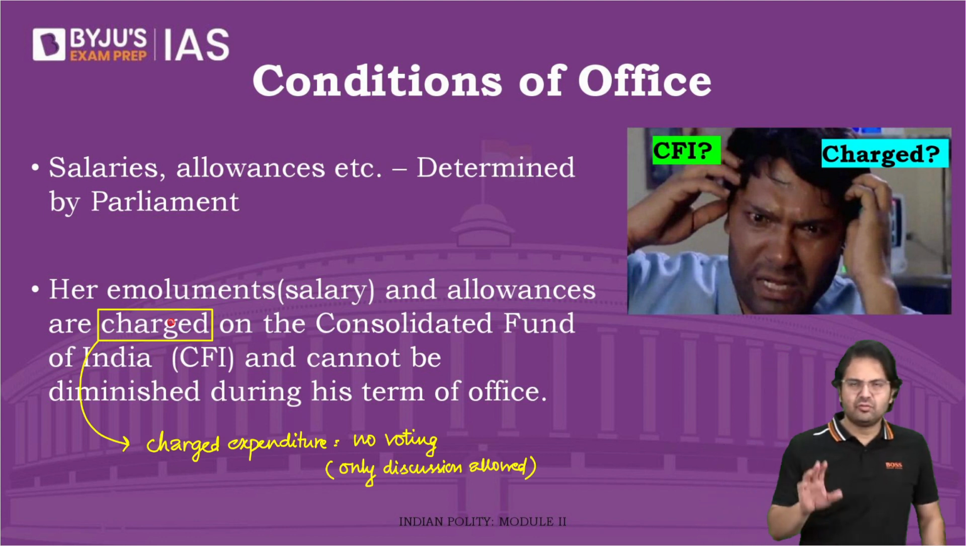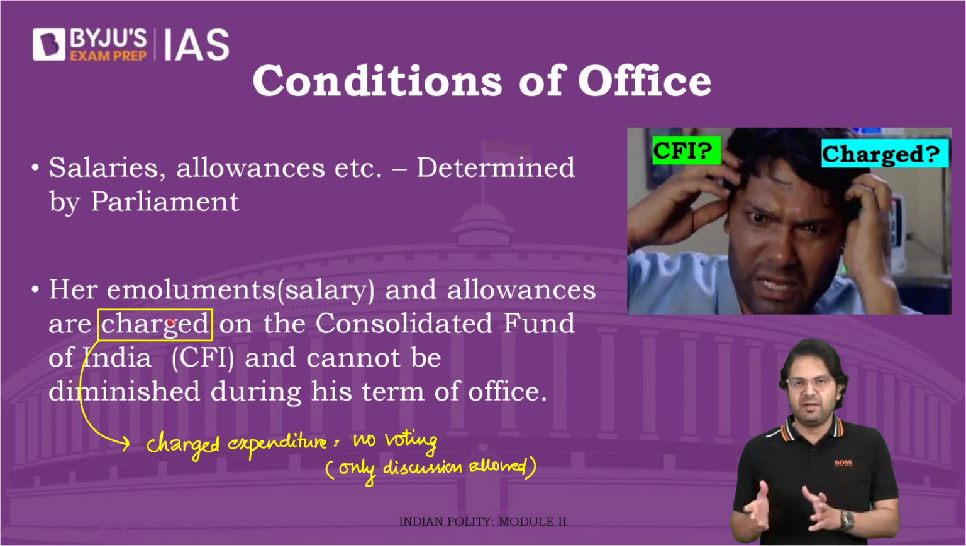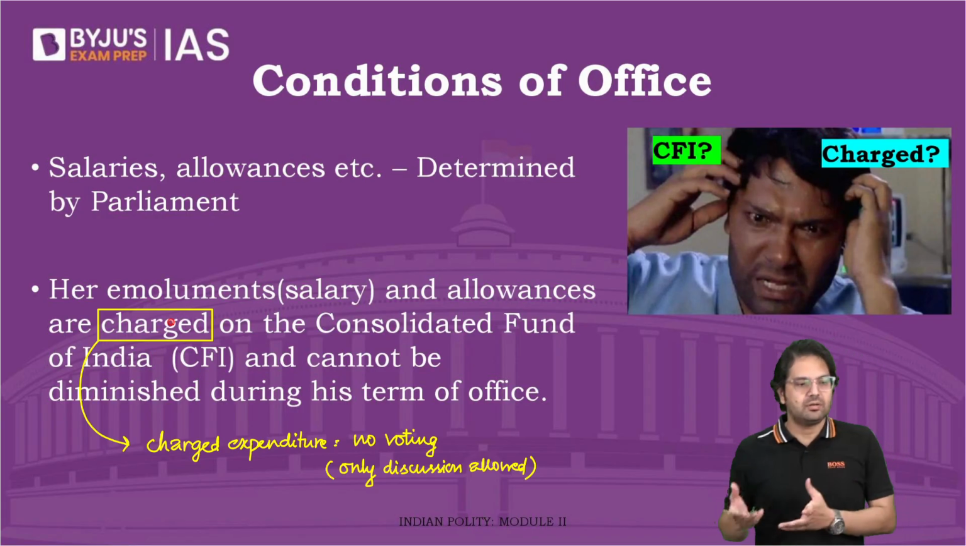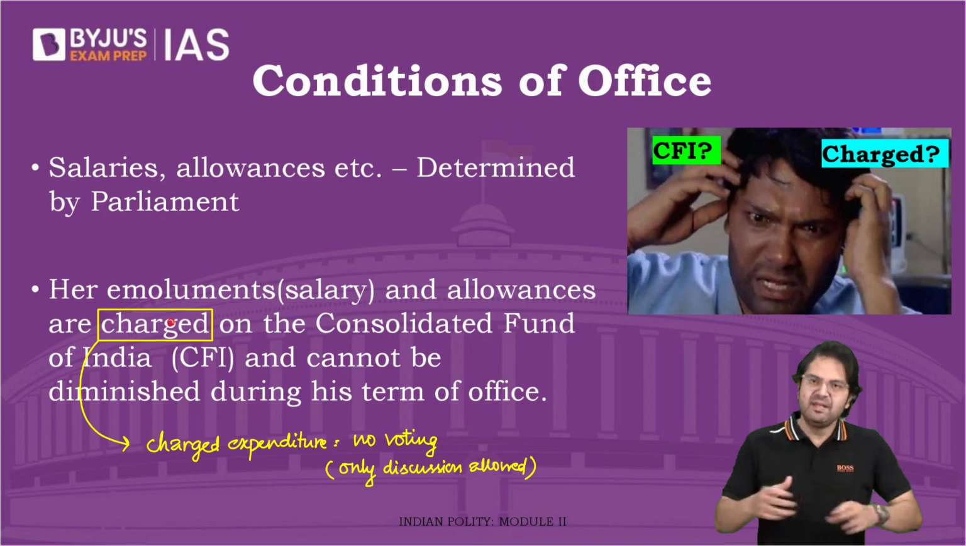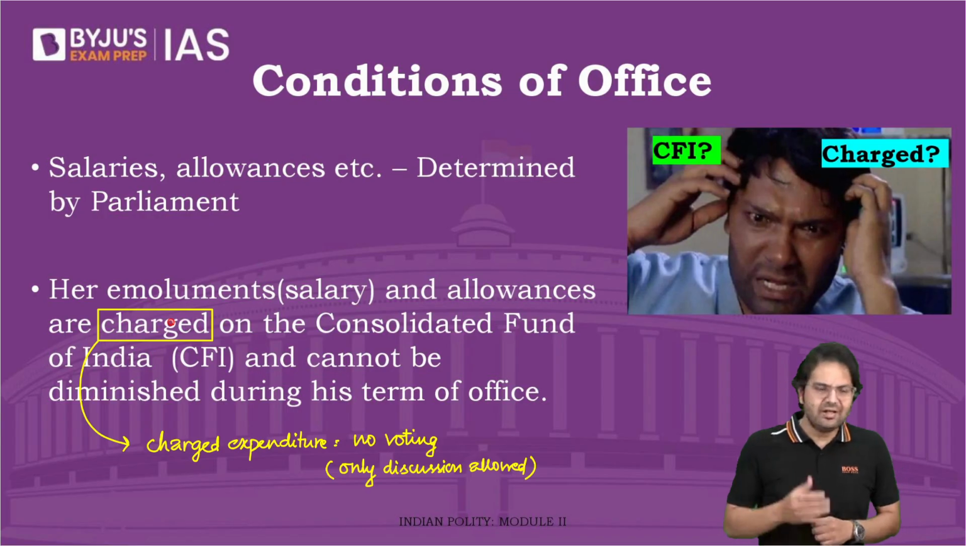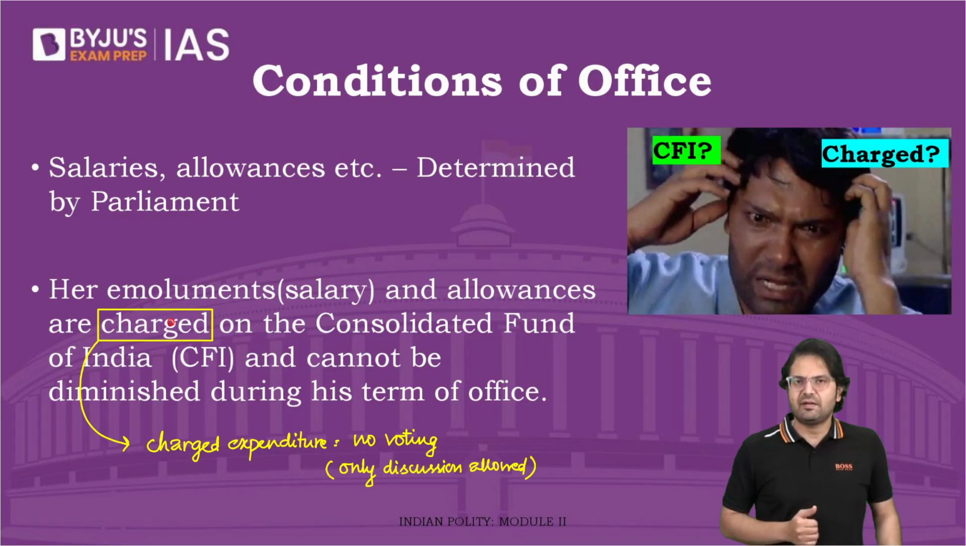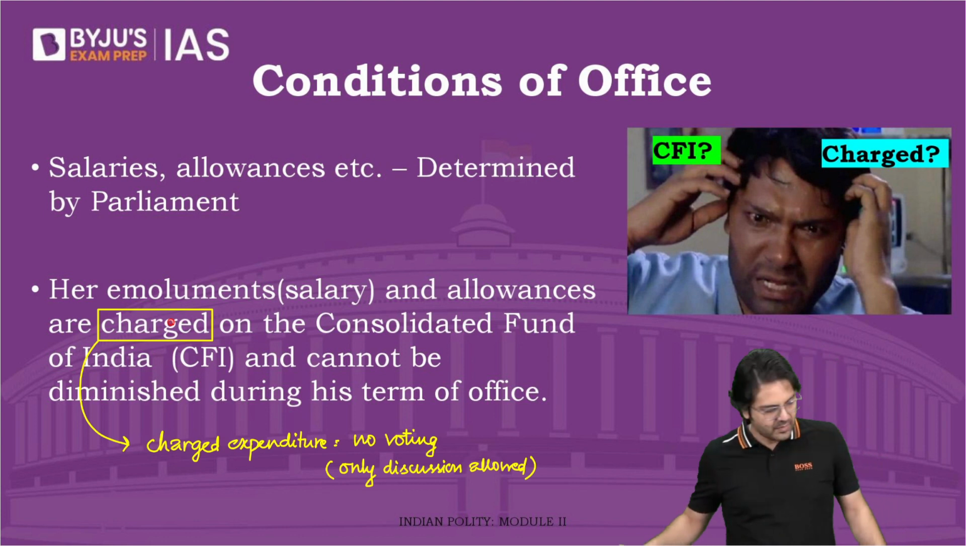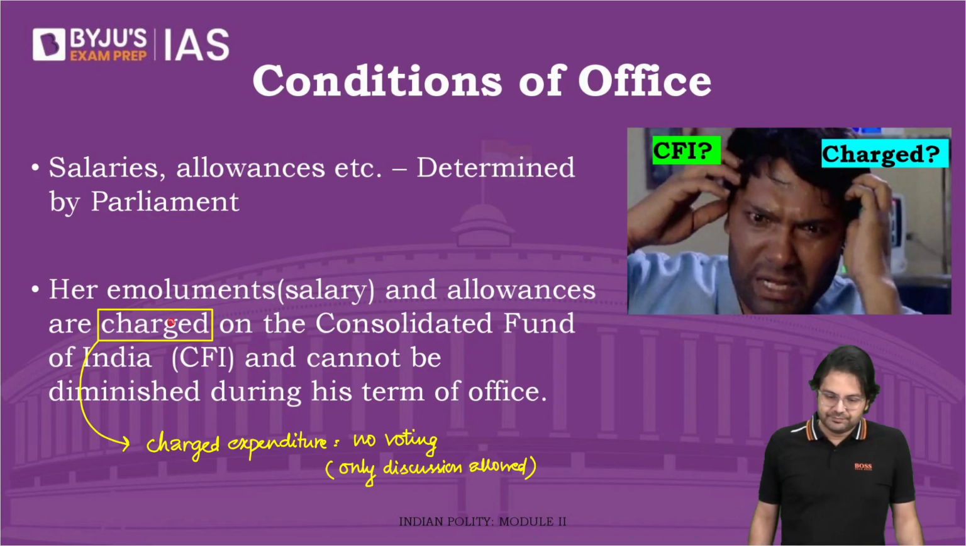Anyway, once again, just to help you understand, there are some expenditures from CFI where there is no need for anybody to vote. Why? Because that expenditure is fixed. You have to do it, whether the MPs like it or not. That money has to be given. It's mandatory. Like loan repayment, salary of the president, salary of Supreme Court judges, salary or pension of High Court judges, etc. These kinds of expenditures are called charge expenditure. Let's continue.